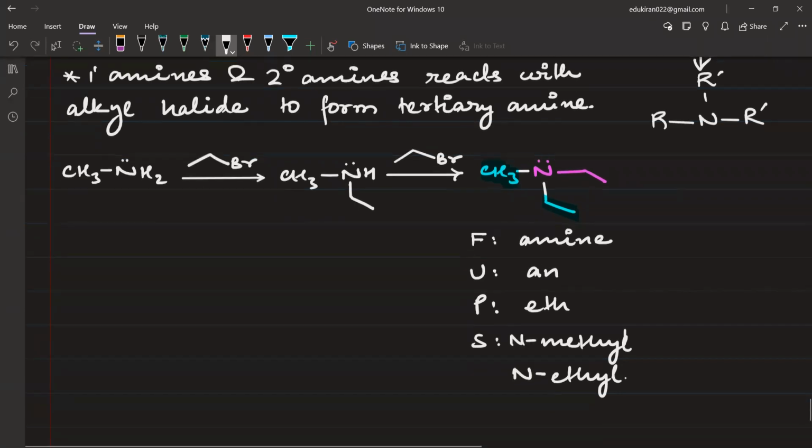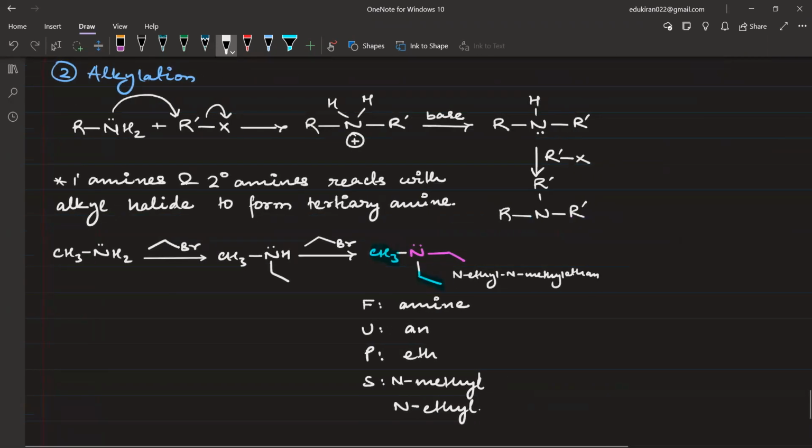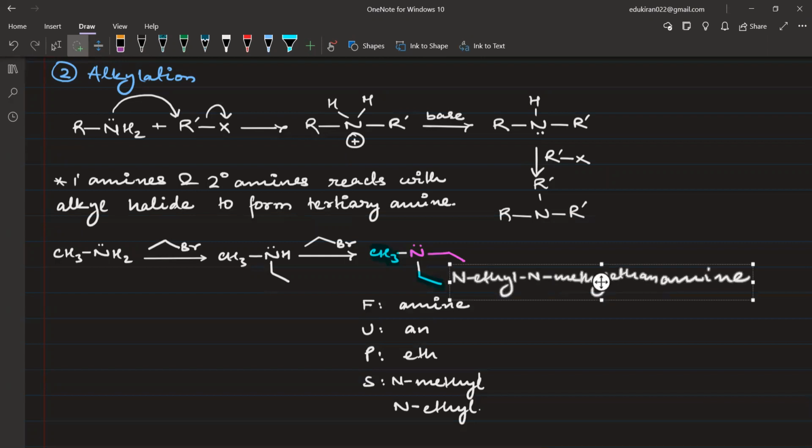Now, if I want to write the name of this molecule, I will start with N-ethyl because according to alphabetical order, N-ethyl, N-methyl, ethane amine. Ethane amine. N-ethyl, N-methyl. Now, N is acting as a number. That is why after N we have given a dash. N is separated by a dash because it is acting as a number. It is not actually a number, but it gives the position of the substituent group. That is why we treat it as a number.